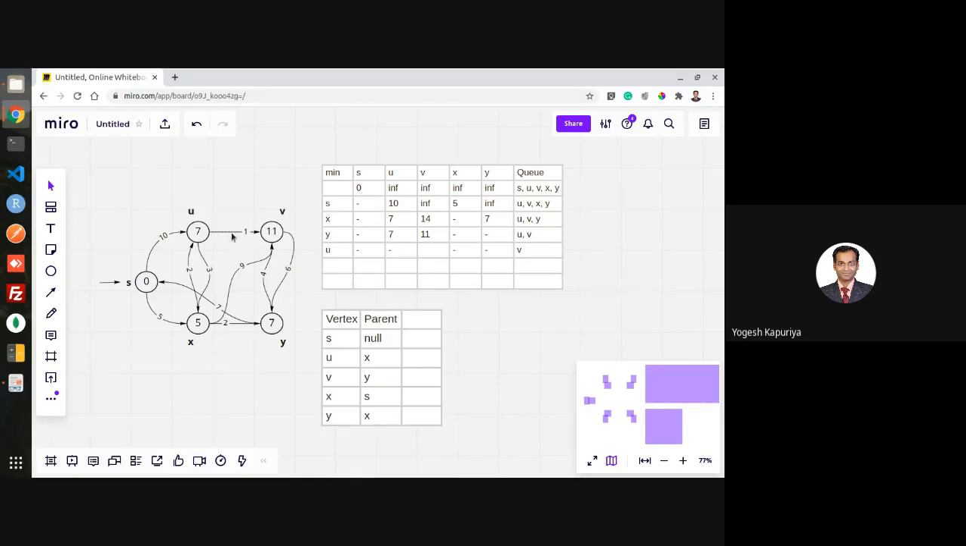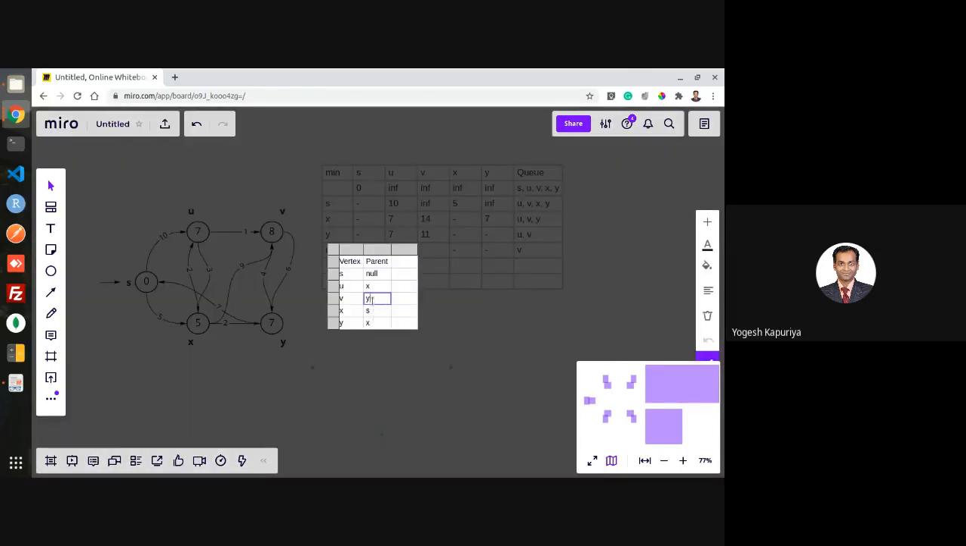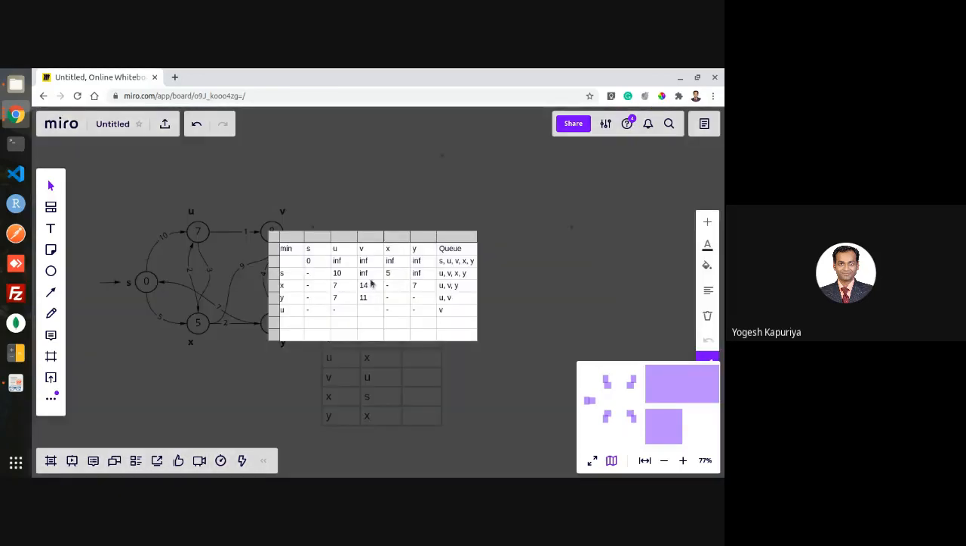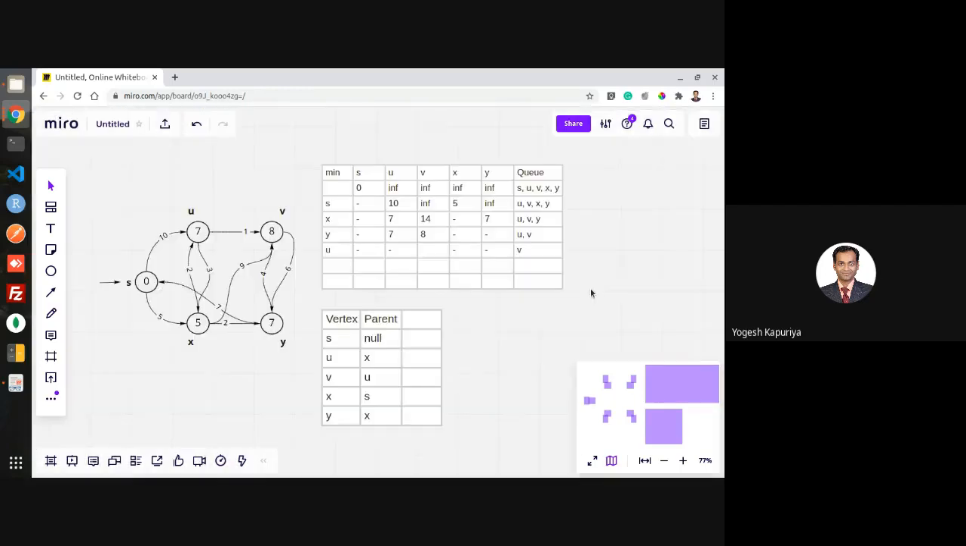If you see this first, then this is 7 plus 1, 8, which is less than 11. So this will be updated to 8. Because we updated this, parent of v will be changed to u. And at the same time, 8. So this is done.